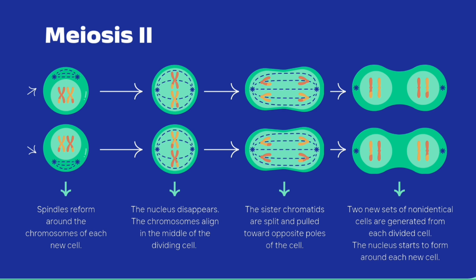The spindle reforms around the chromosomes of each new cell. The next one, the nucleus disappears. The chromosomes align in the middle of the dividing cell. The next one, the sister chromatids are split and pulled towards opposite poles of the cell. And lastly, 2 new sets of non-identical cells are generated from each divided cell. The nucleus starts to form around each new cell.